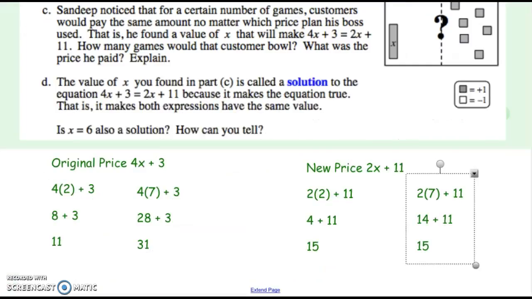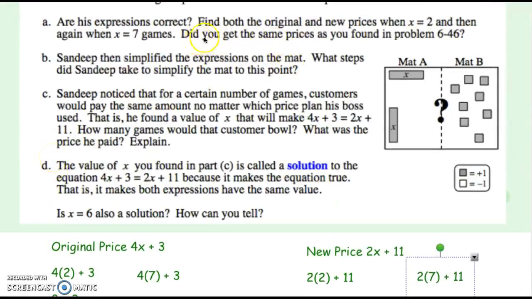So I plugged in 2 for the original price, then I plugged in 7 in the original price, and I got 11 and 31. And those are the same that I got for my last problem. And then I plugged in 2 in the new price and 7 in the new price. And this should be 25. And in both of those, I got the same answers as my previous page. So do the same prices. Did you get the same prices? My answer here would be yes.